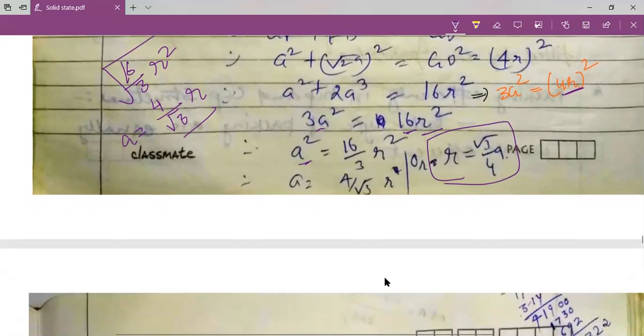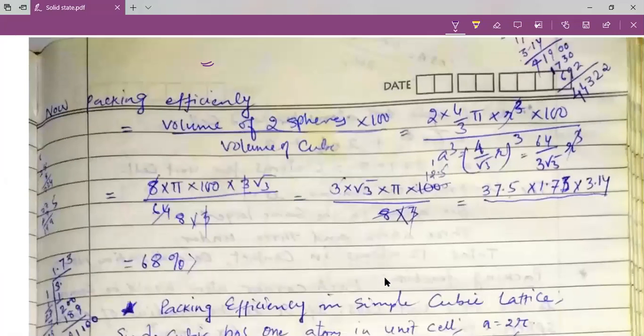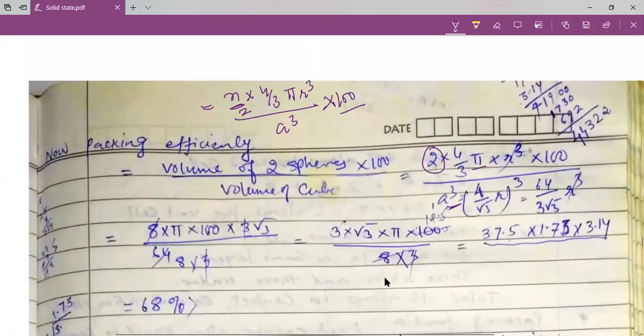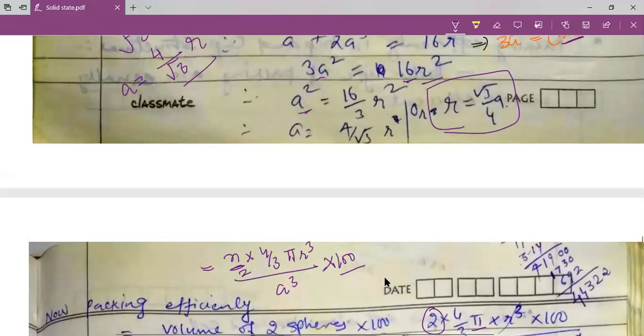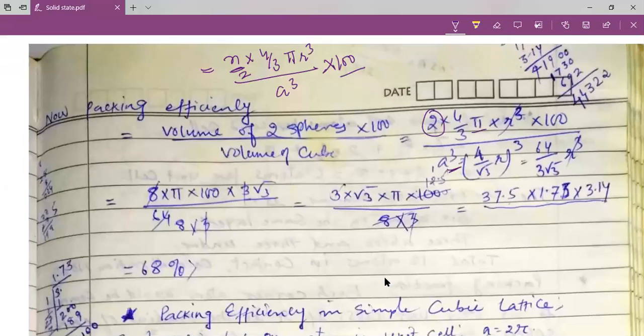Now using this value, my dear students, we can find out the packing efficiency. We know that packing efficiency is equal to N into 4 by 3 pi R cube divided by A cube. For BCC, body centered cubic cell, your N is equal to 2. So you can write 2, then 4 by 3 pi R cube, multiplied by 100 to get the percentage, divided by A cube. Now your A is equal to 4 divided by root 3 into R. So you write 4 divided by root 3 into R.